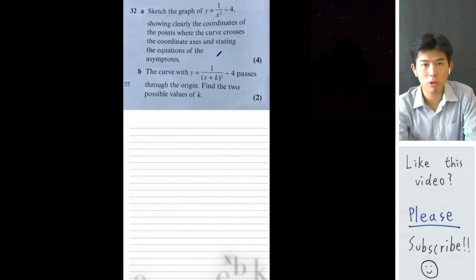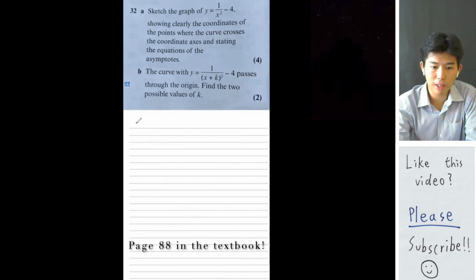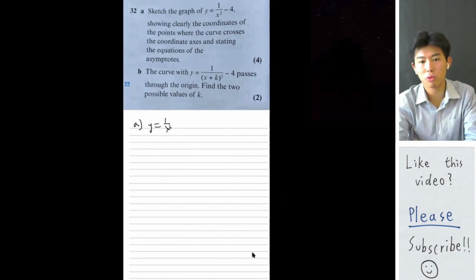Okay, let's do one more question here and then we'll move on to some past papers. So for part A here, they want us to sketch the graph of y equals 1 over x squared minus 4. So first things first, we have to sketch the graph of y equals 1 over x squared first. And then we'll basically move the whole thing 4 units downwards.